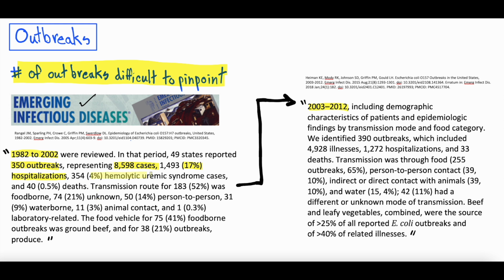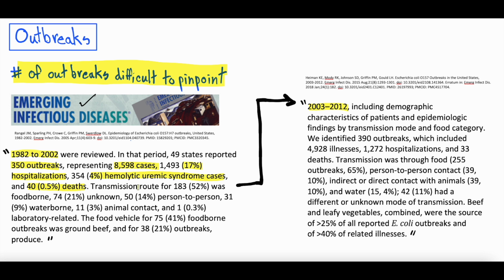4% of them got hemolytic uremic syndrome, which is something we're going to talk about. It can be a very, very serious sub-disease or complication of getting infected with a certain type of E. coli. And then 0.5% of these individuals actually died. So a lower number, but still obviously too many.